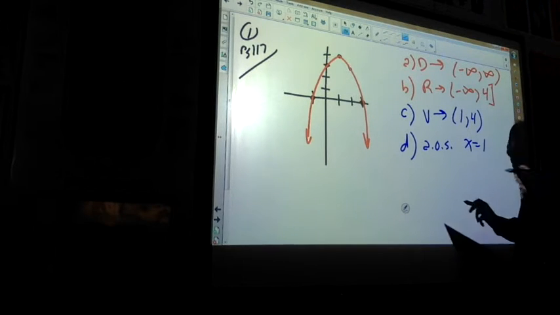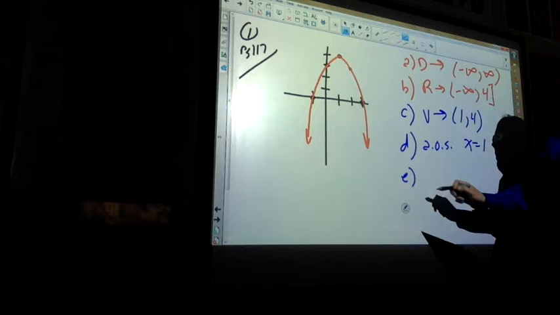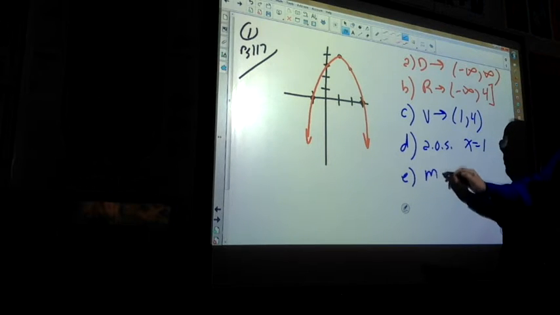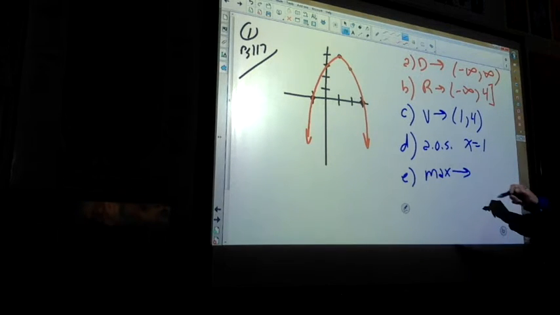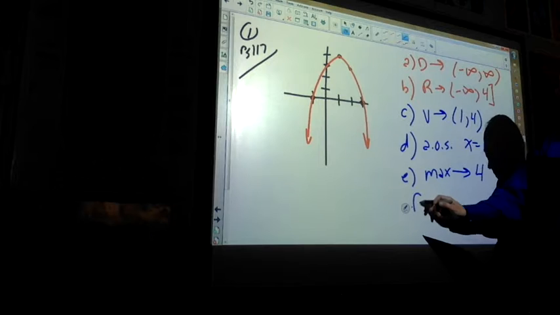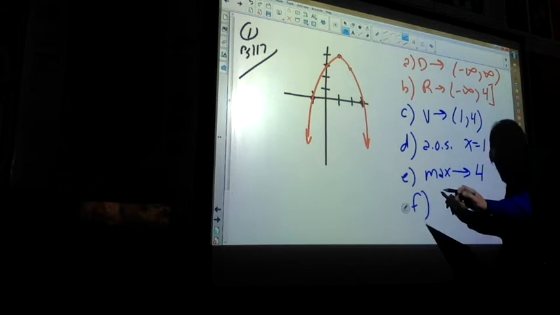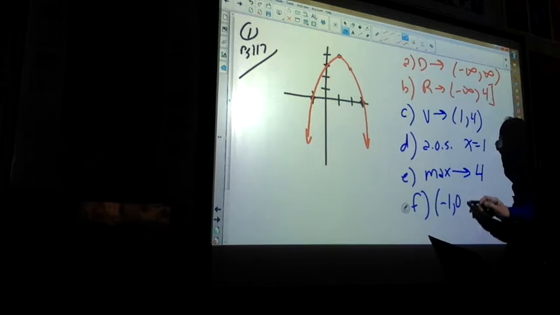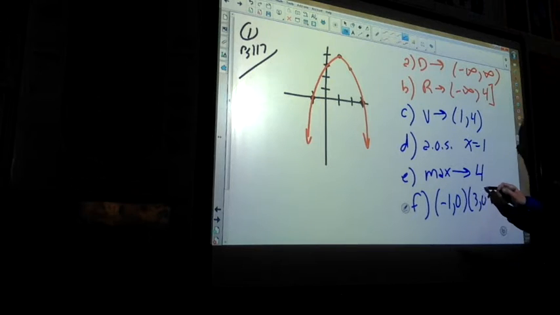E. Is that a minimum or a maximum value at my vertex? It's a max. What's the maximum y value then? 4. F. The roots. So put the points. -1, 0 and 3, 0.